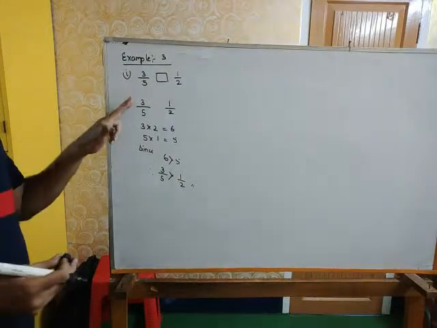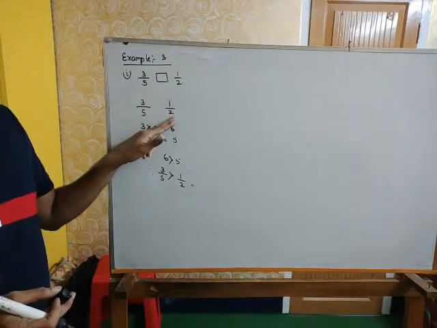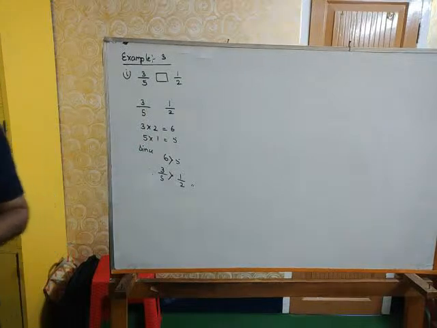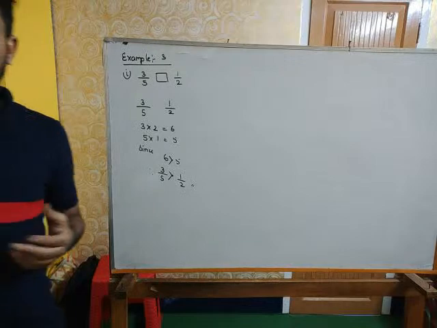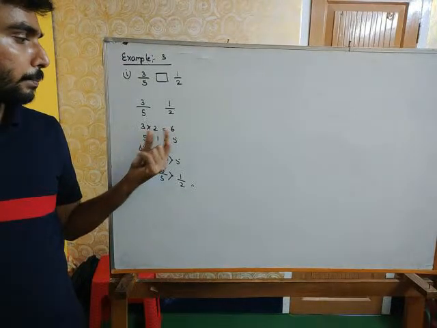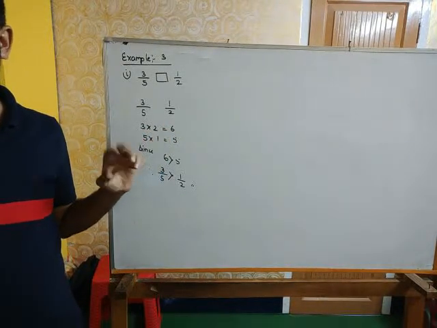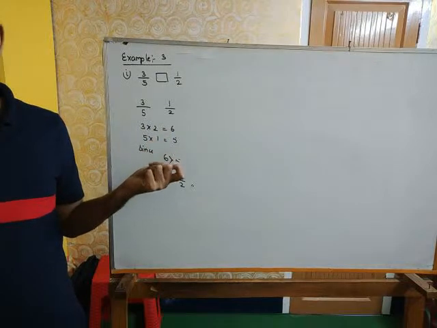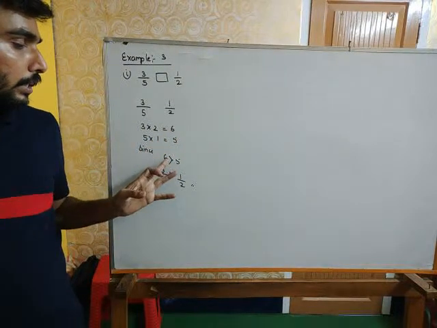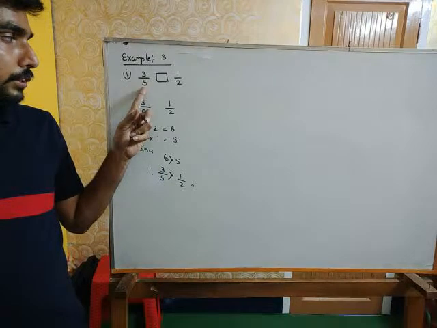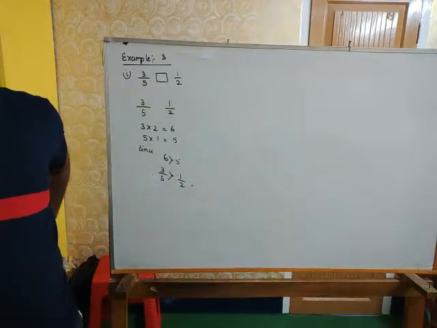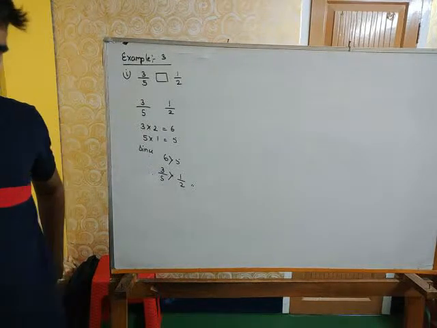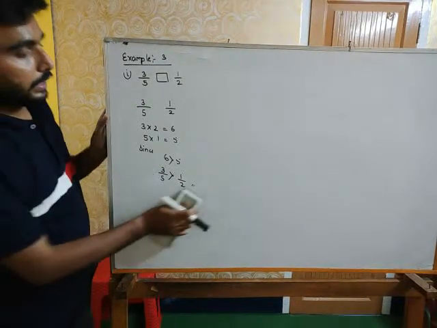Just cross multiply: the numerator is multiplied with the other denominator, and the denominator with the other numerator, and hence we get the products. After getting the products, you can compare which of the first product or the second product is greater. If 6 is greater, then the first fraction is greater. If the next one is greater, then the second fraction will be greater. Clear? Okay. Let's see number 2 then.